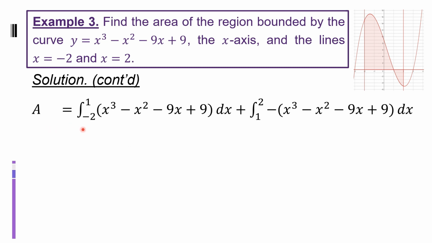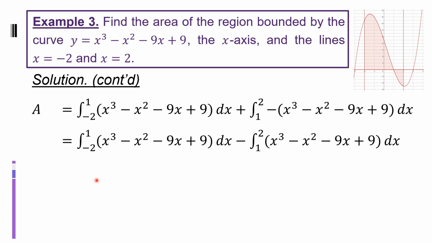area is equal to the definite integral from negative 2 to 1 of x cubed minus x squared minus 9x plus 9 dx plus the definite integral from 1 to 2 of negative x cubed minus x squared minus 9x plus 9. Naglagay tayo ng negative dito kasi nasa baba yung ating area. Or pag nilabas natin yung negative dyan, we have the definite integral from negative 2 to 1 of x cubed minus x squared minus 9x plus 9 dx minus the definite integral from 1 to 2 of x cubed minus x squared minus 9x plus 9 dx.